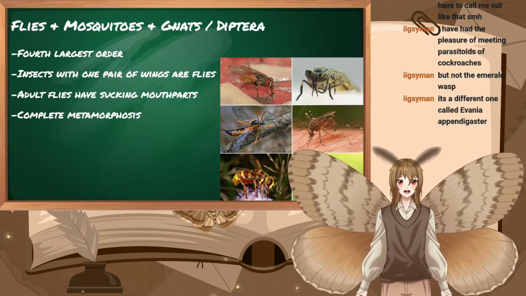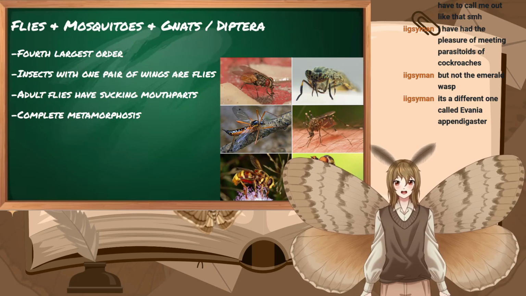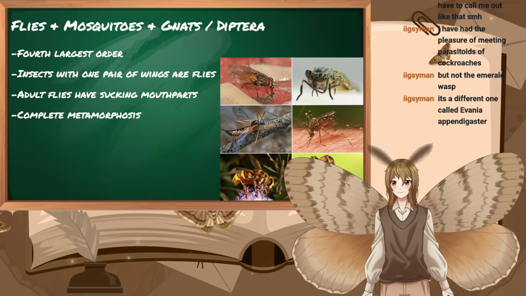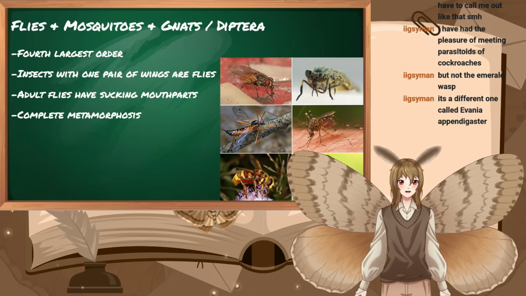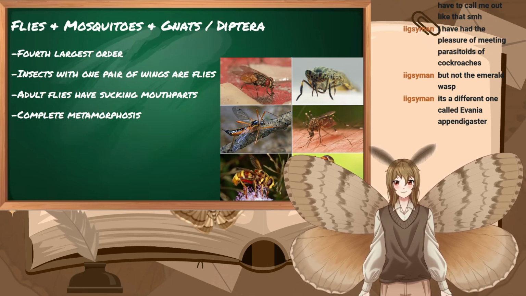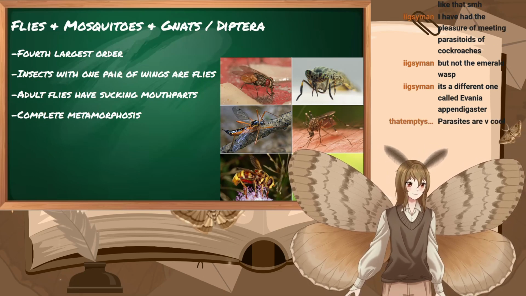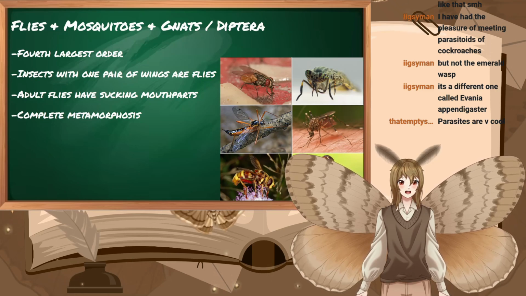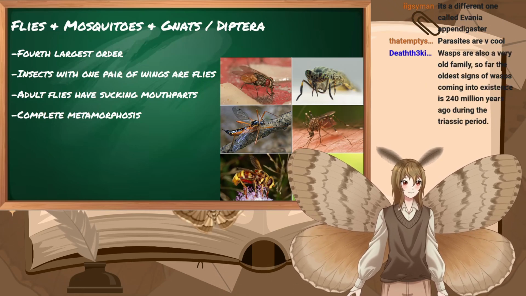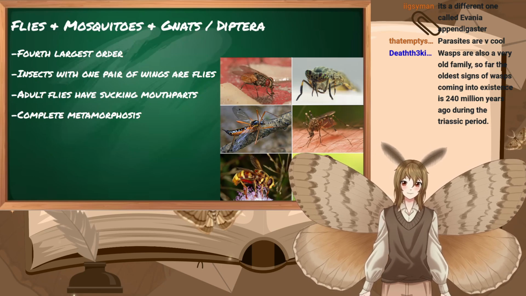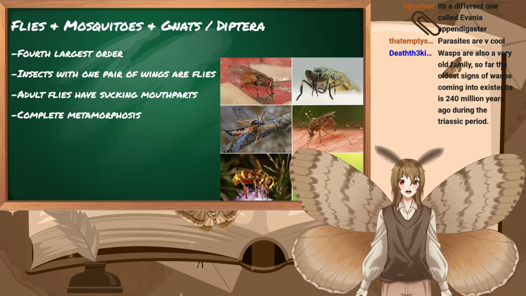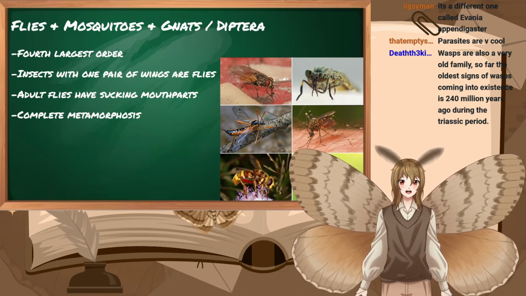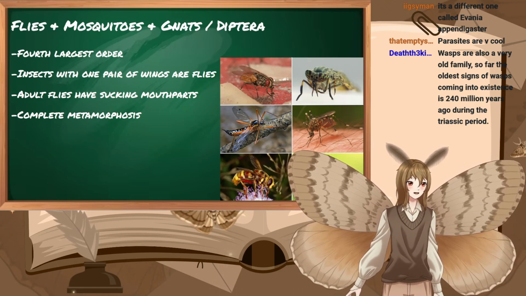Now, let's get into Diptera, our fourth largest order, which includes flies, mosquitoes, and gnats. They only use one pair of wings to fly, which is incredibly interesting. They essentially have de-evolved their second pair because they don't need them. The adult flies all have sucking mouthparts, which is how you can easily identify them, and they undergo a complete metamorphosis again.